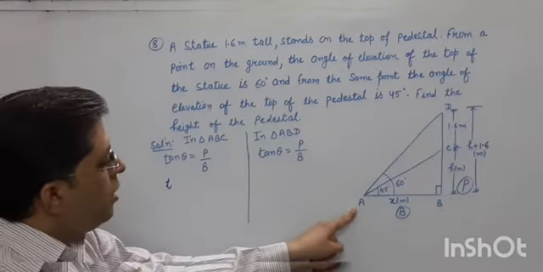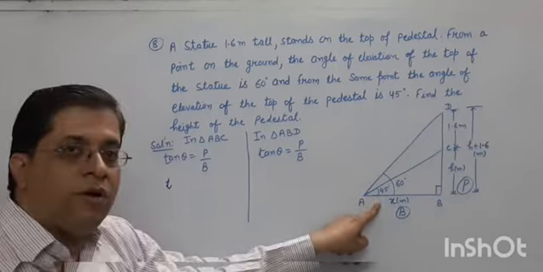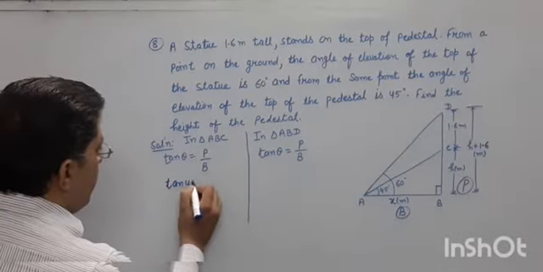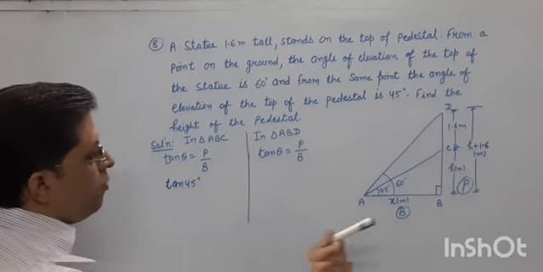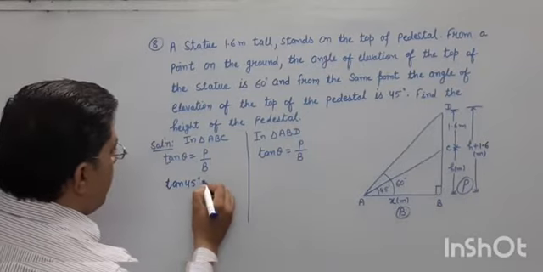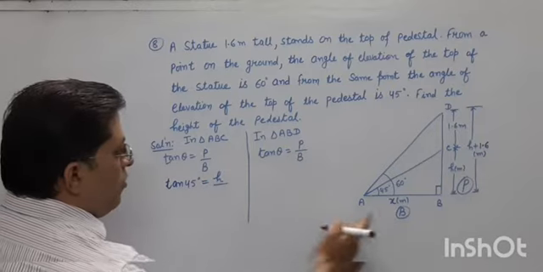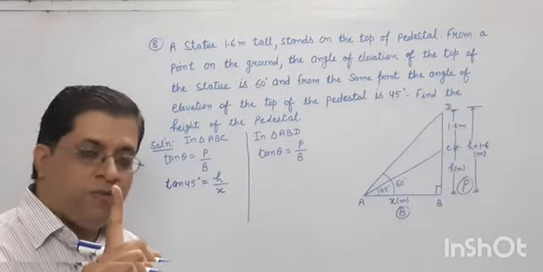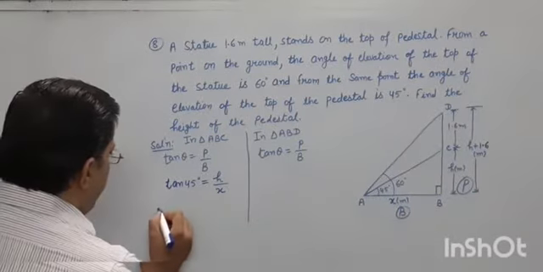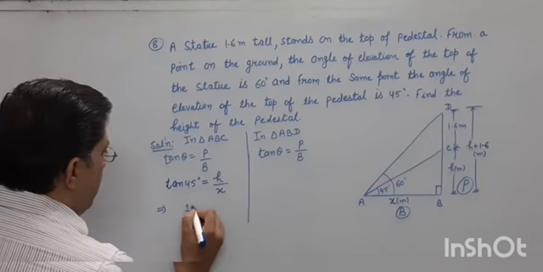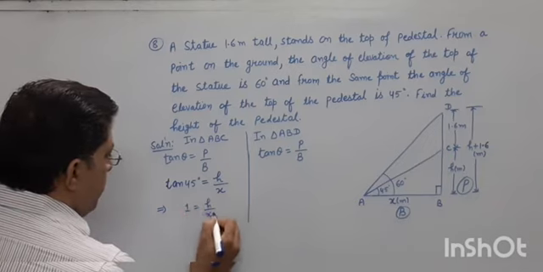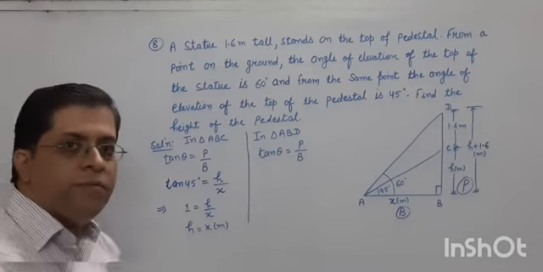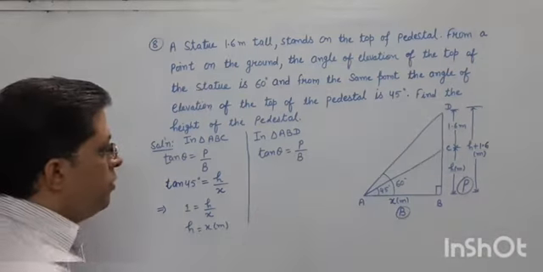In triangle ABC, the angle is 45 degree, so we have tan 45 degree. The perpendicular is h and the base is x. But tan 45 is 1, that you all know. Then h is equal to x meter. Clear?